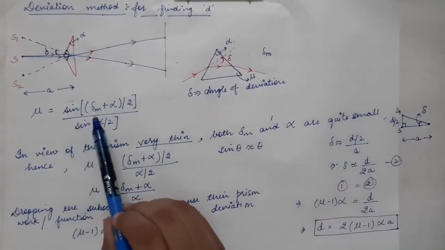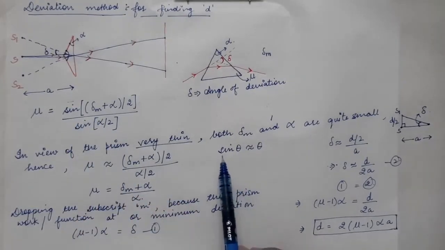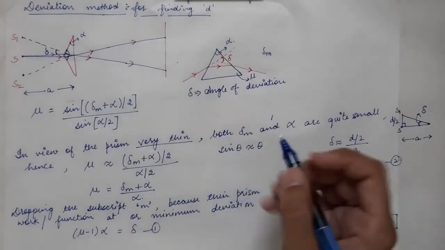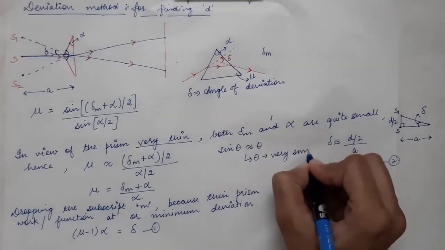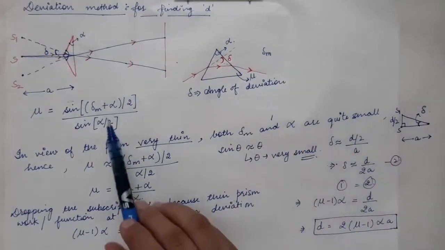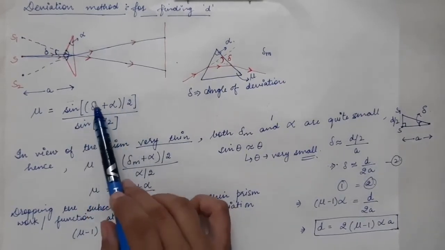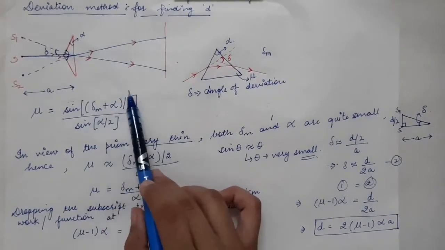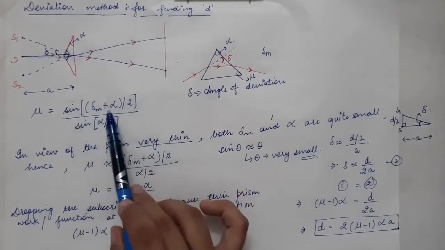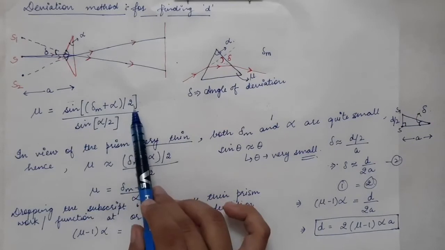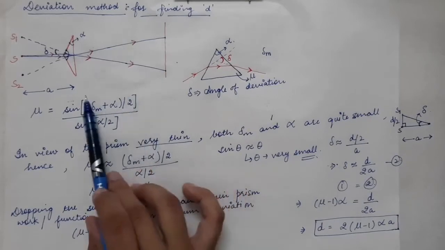Therefore, for sine of theta, where theta is very, very small, sine theta can be approximated to simply theta. Now in this particular formula, we have sine of (delta m plus alpha) divided by 2. For thin prism, delta m is very small and alpha is also very small, so this whole angle inside the sine function will be very small, and hence sine of this angle can be approximated to simply this particular angle.